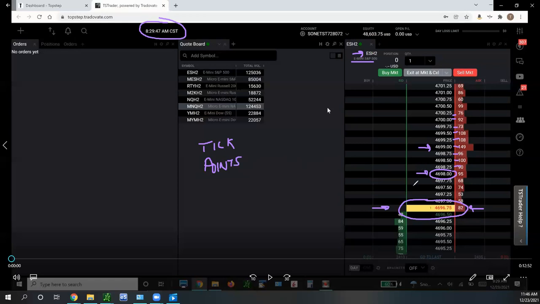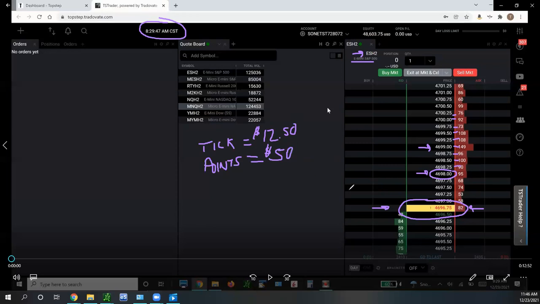Now, why this is important is because of the dollar amounts associated with the S&P 500 futures. So as you're trading this, 1 tick is $12.50. And every point, therefore, because there's 4 ticks in 1 point, so if it goes from 46.98 to 46.99, that is $50.